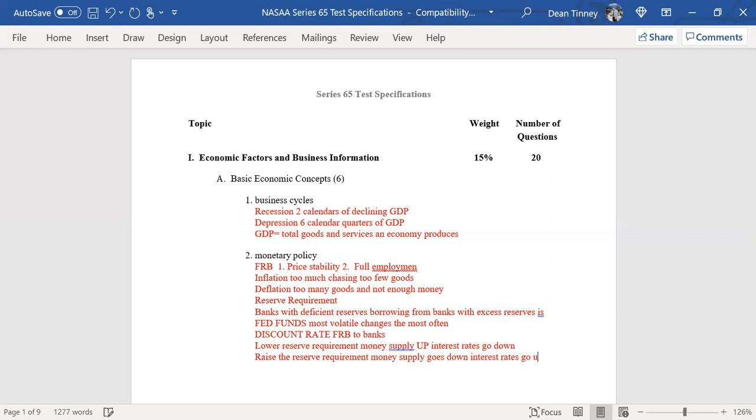That's what they do to slow down the economy. One of our famous Federal Reserve Board guys said, the Fed's job is to take the punch bowl away just before the party gets rolling.